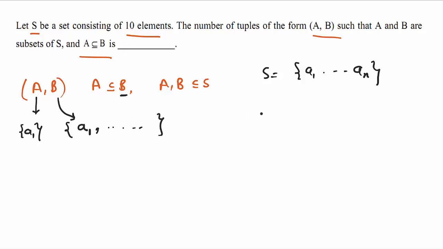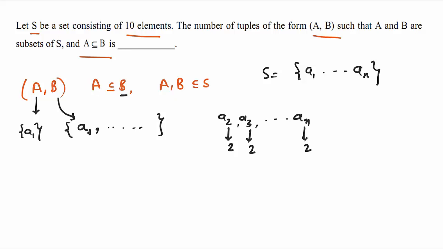So what are the other elements? The other elements are A2, A3 till An. We may have A2 in B or we may not have A2 in B, right? Similarly for every other element like A3, A4 till An. So it means that we have two choices here: either we include this element in B, or we do not include it in B. So for every element, we have two choices.